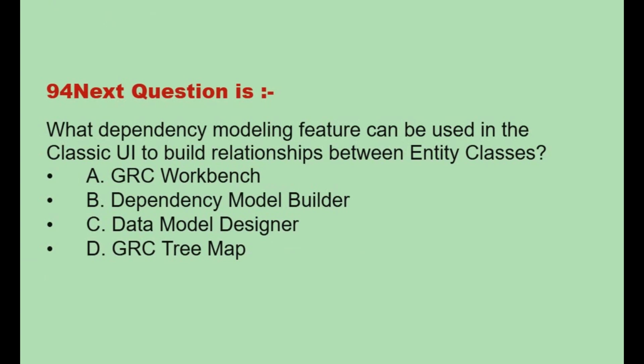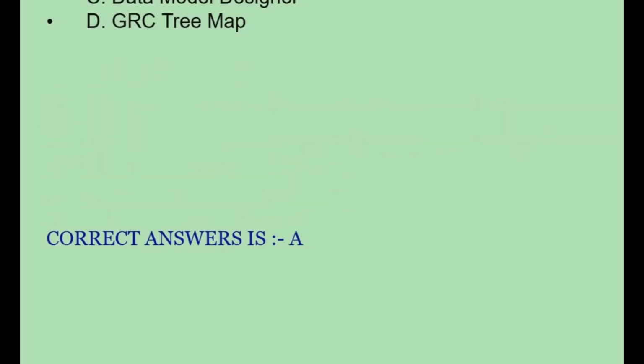Question is what dependency modeling feature can be used in the classic UI to build relationships between entity classes? Option A GRC Workbench. Option B Dependency Model Builder. Option C Data Model Designer. Option D GRC Tree Map. Correct answer is option A.